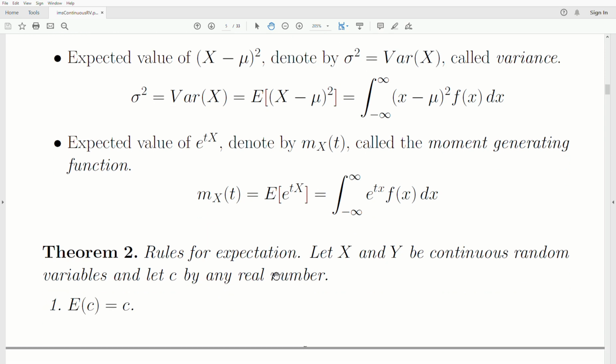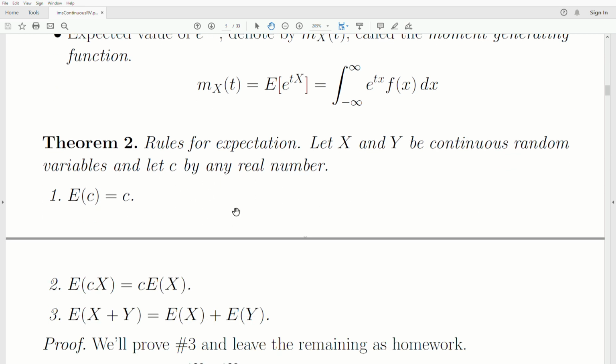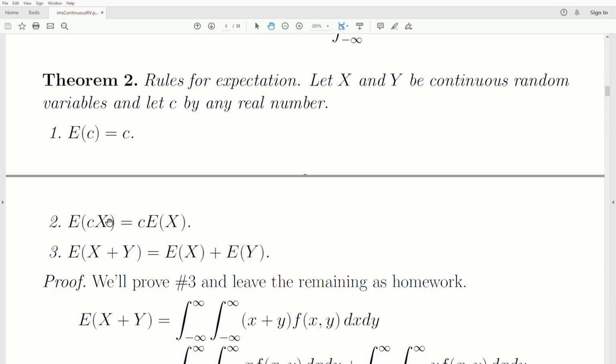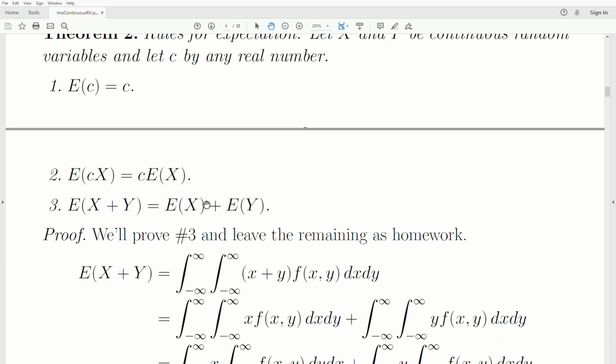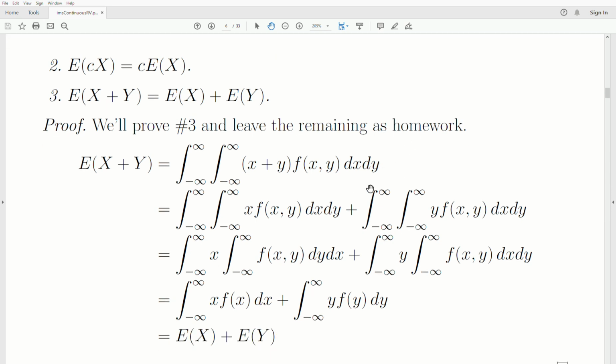Now the rules for expectation: let x and y be continuous random variables, and let c be any real number. Then the expected value of c is equal to c, right? So what's the average value of a constant? Well, it doesn't change, so the average value is itself. The expected value of c times x is equal to c times the expected value of x. The expected value of x plus y is the sum of the expected value of x plus the expected value of y. Now we'll prove number 3 and leave the remaining as homework.